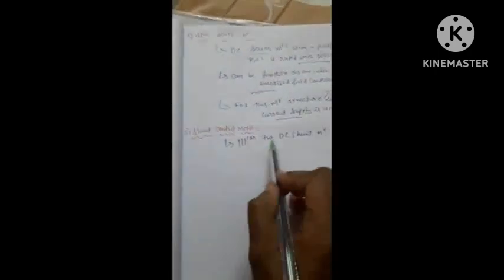The third classification of DC servo motor is the shunt controlled motor. This is similar to the DC shunt motor.